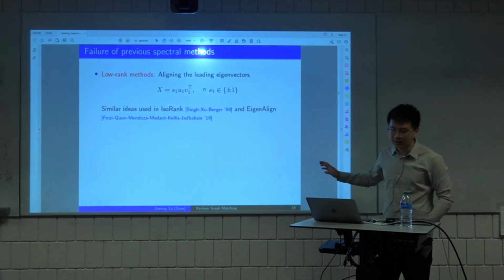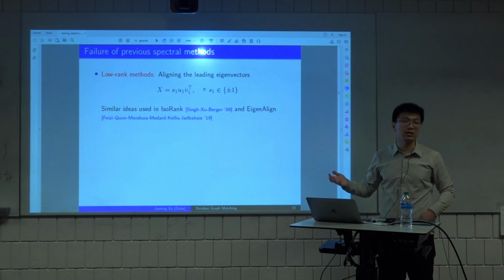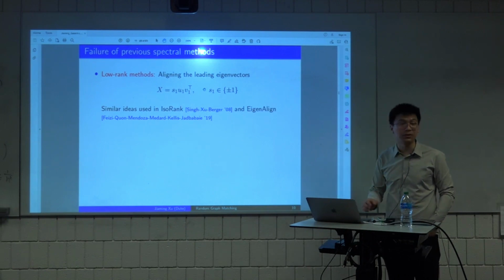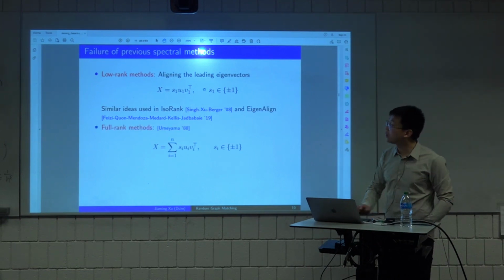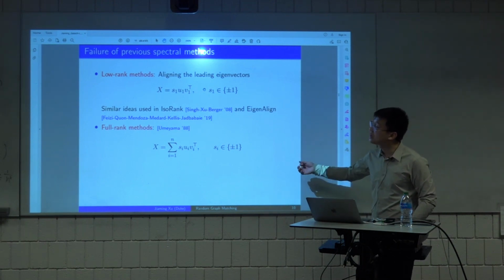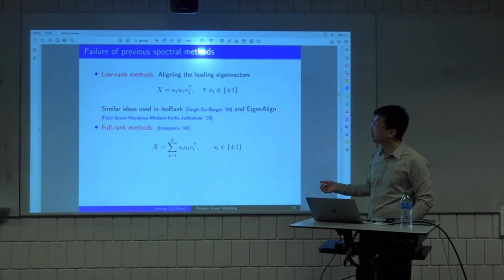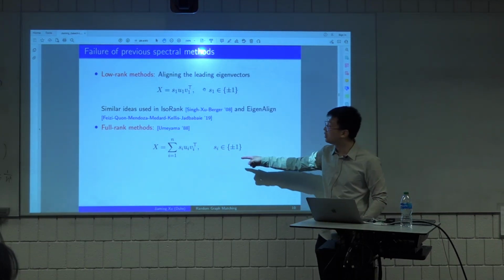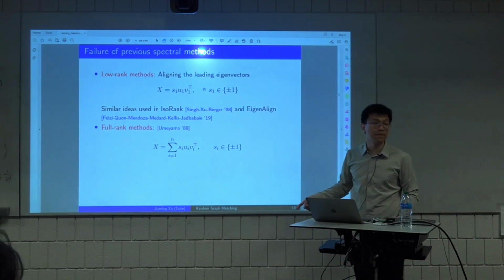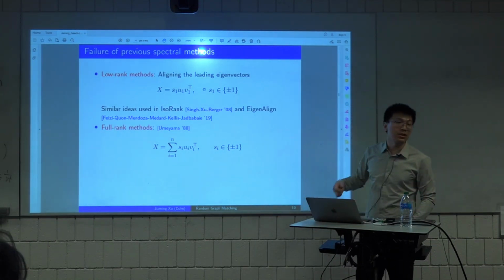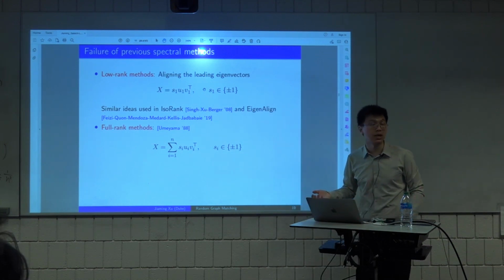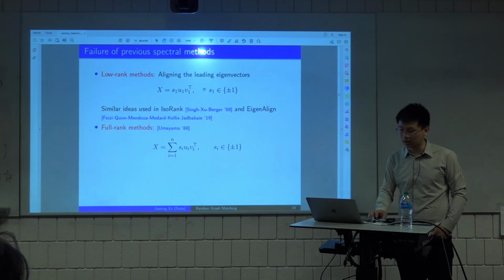You can generalize these ideas. There's no reason to stop at the leading eigenvector. You can look at the second, third, and consider them as some low-rank version of this problem. There's also another idea from 1988 by Umeyama. They consider what we call the full-rank method, where they are not only aligning the leading eigenvectors, they are aligning all the eigenvectors, u_i, v_i, with i from 1 to n. s_i here again is just a sign correction. And the hope is that this X gives you a better similarity measure of all the pairs in the problem.